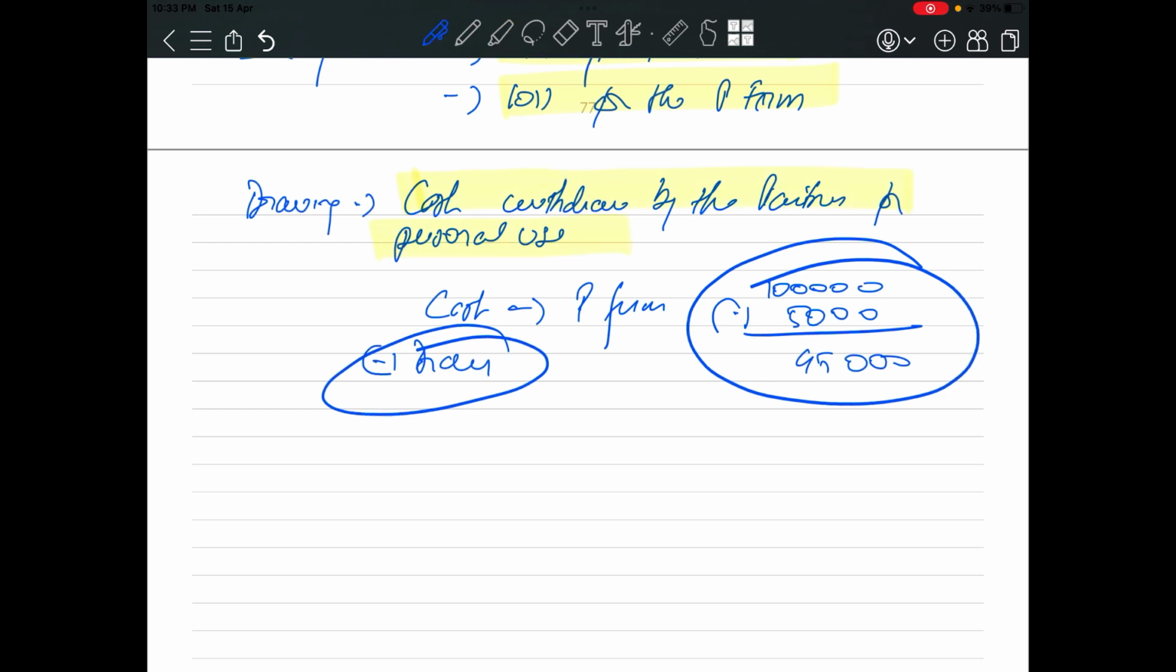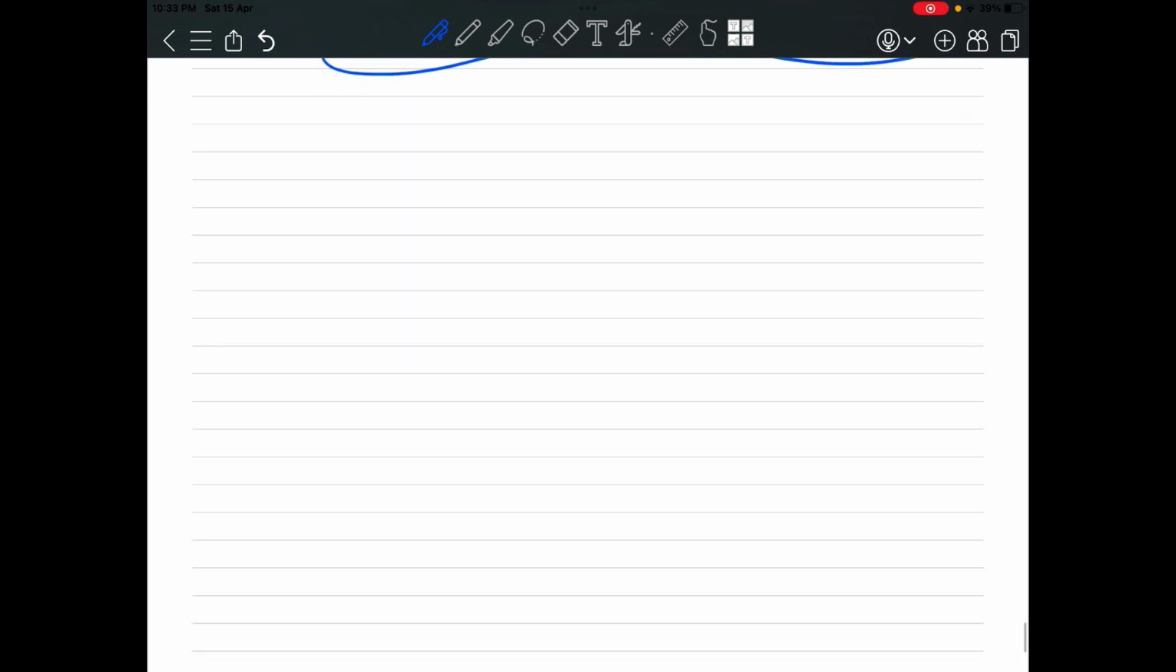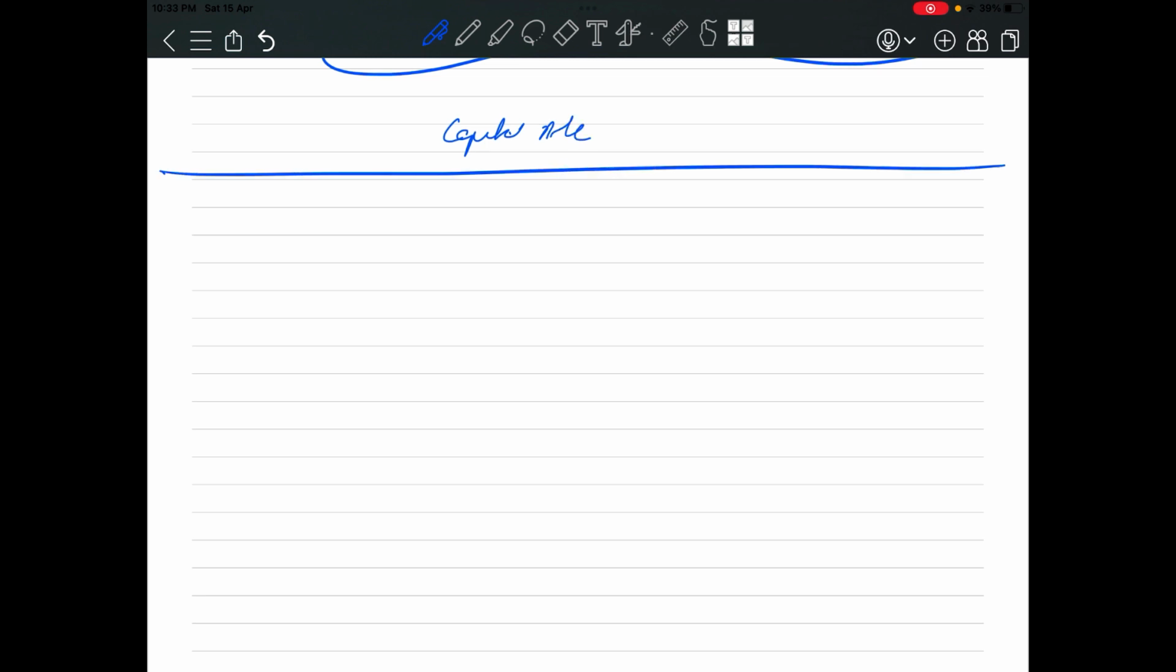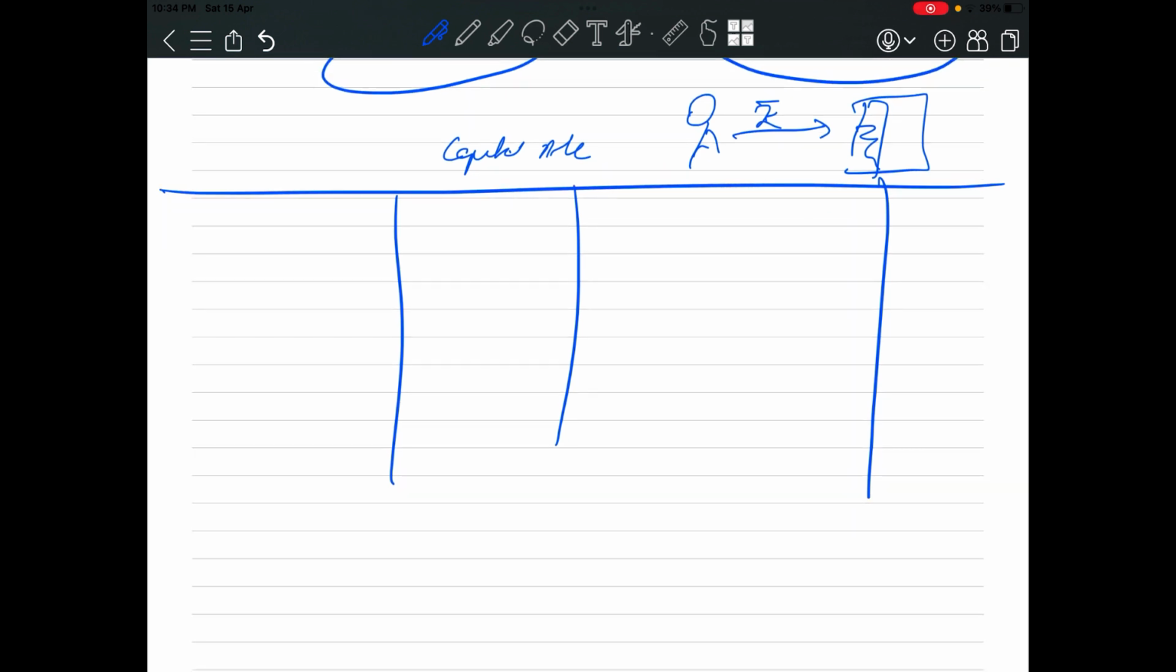Now let's try to understand capital account. See, what is this capital account? A partner has introduced capital into the business. Now what will happen when the business will come to an end? This capital will be paid back to the partner.